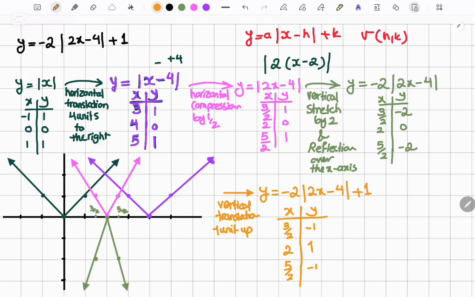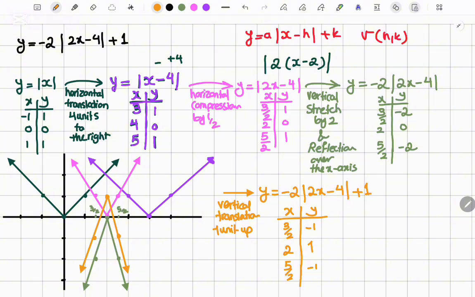So I'm going to have 3 over 2 and -1, which is over here. I'm going to have 2 and 1, which is over here. And then I'm going to have 5 over 2 and 1, which is going to be over here. And then I'm going to plot the points. So that is going to be my final graph.